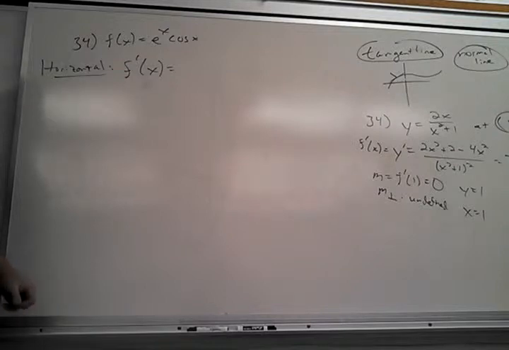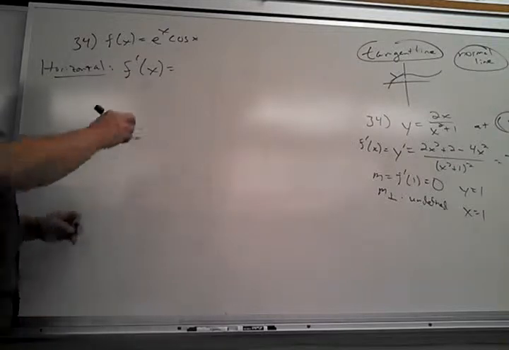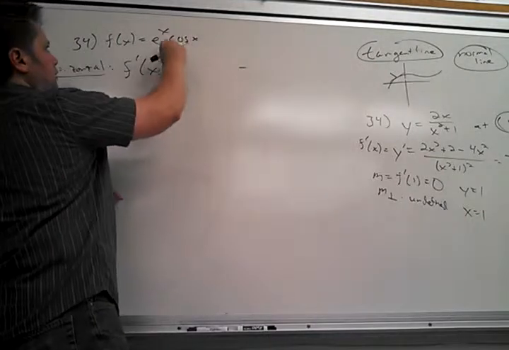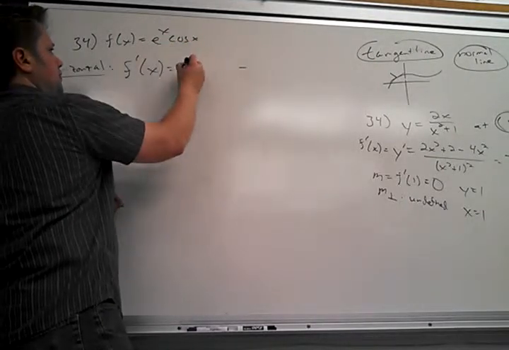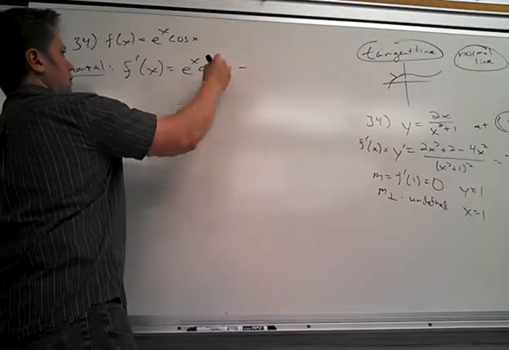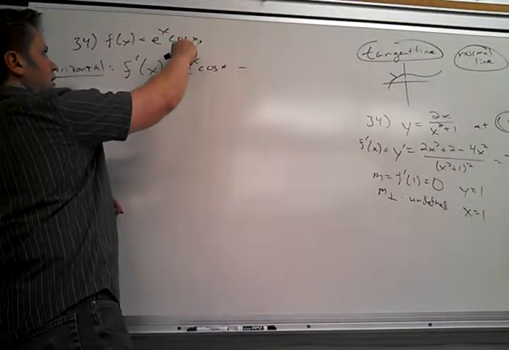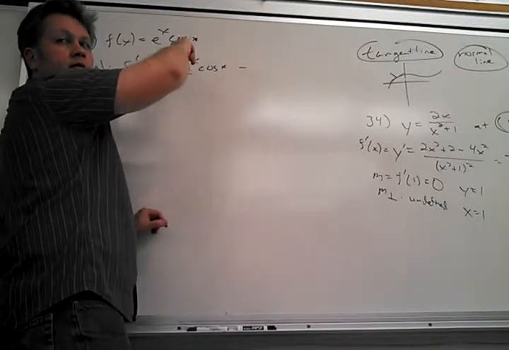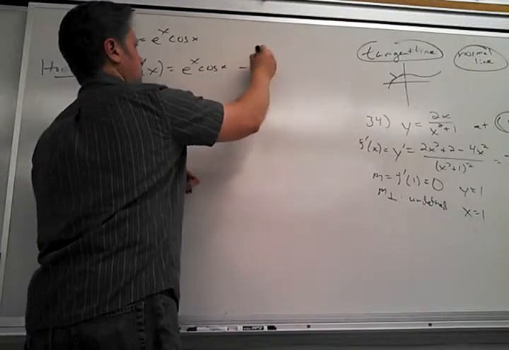Minus e to the x sine x. So I would do the derivative of the first times the second, and then the derivative of the second times the first. Derivative of cosine is negative sine. Good.